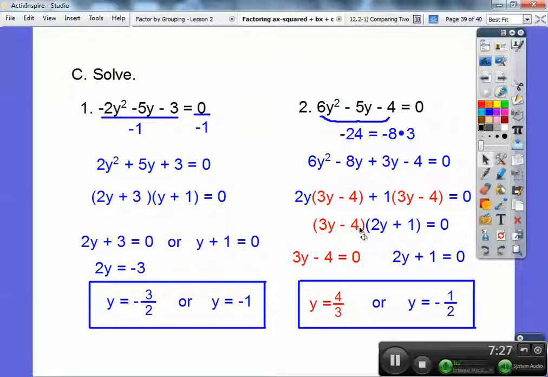And then I set this factor equal to 0, set this factor equal to 0, and I get 4/3 or -1/2. Okay, all right. Now, if you're in my class, I would assign that for your homework.